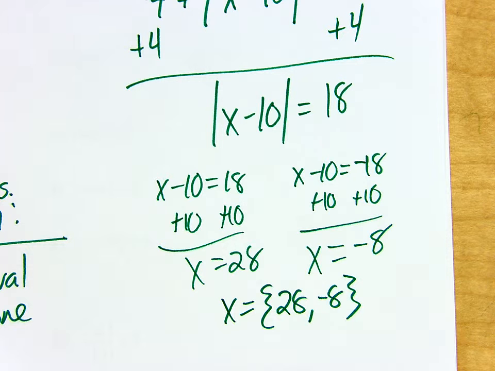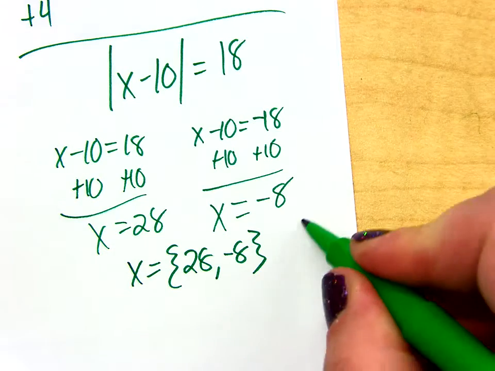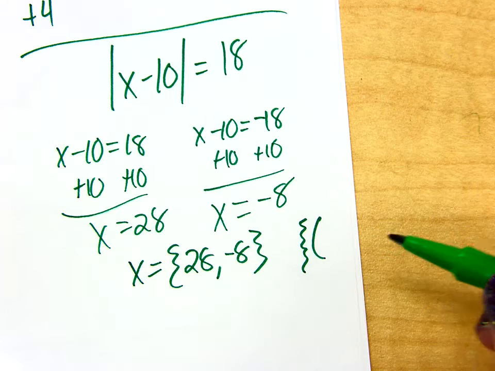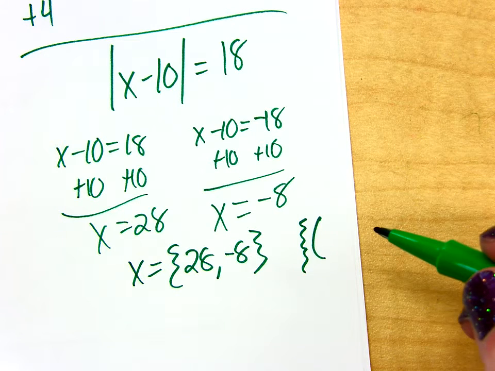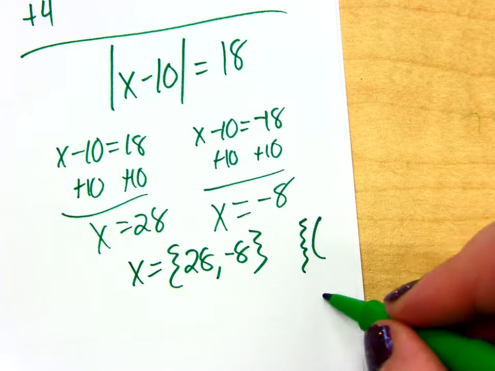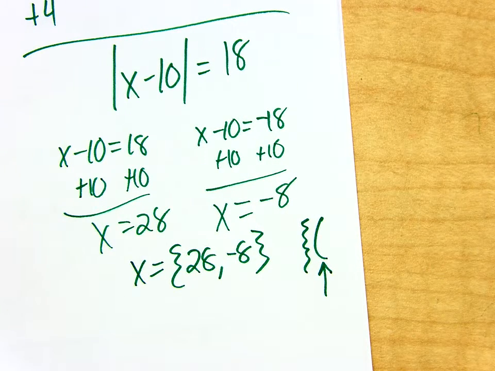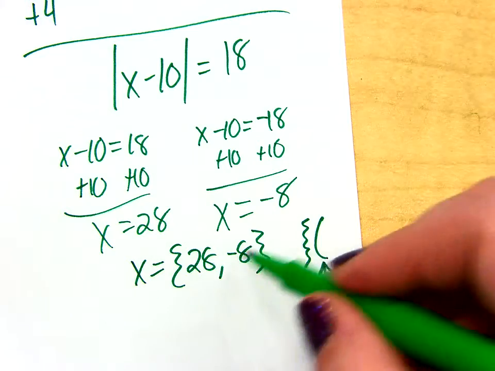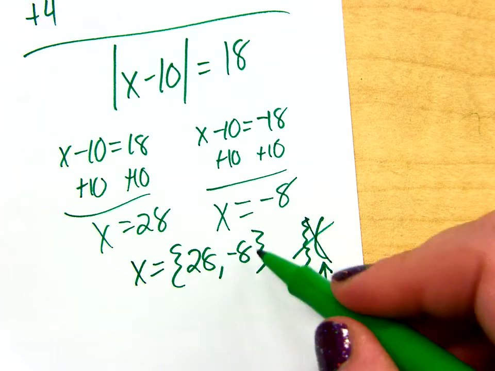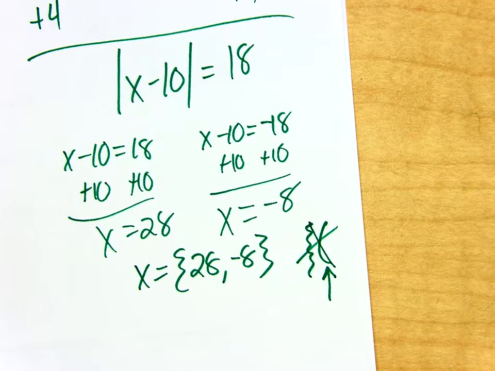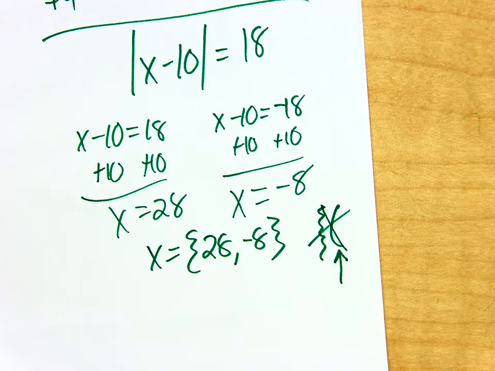If you're not good at making the brackets, it's okay. It's okay if you literally just make a squiggle, but you cannot ever, ever, ever make a nice smooth curve. Because that, for us, is like an ordered pair. That's like a spot on the coordinate plane. That's not what this means. This means just a listing of my answers. Okay?